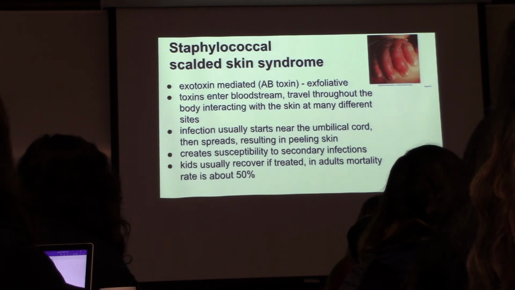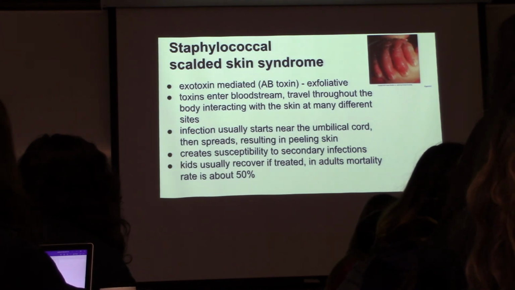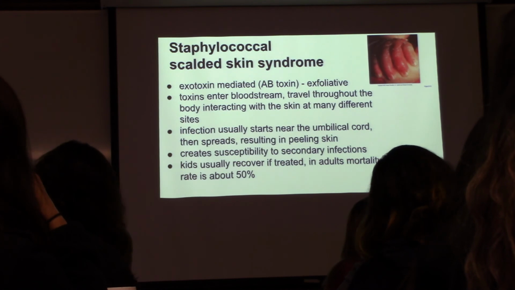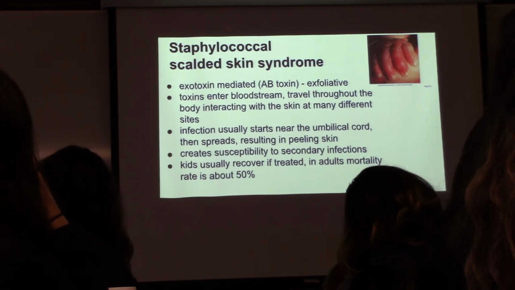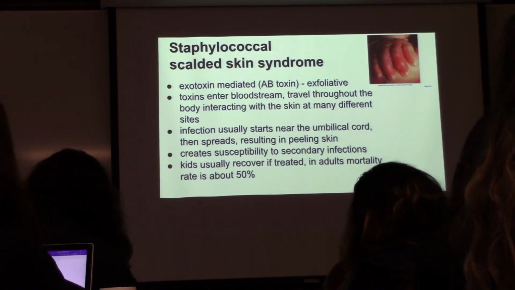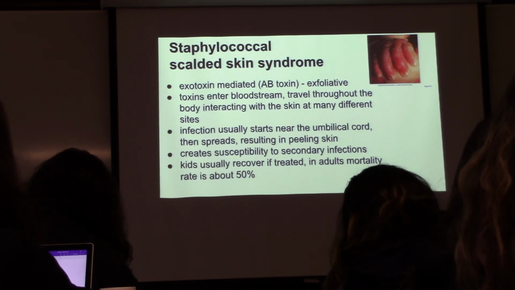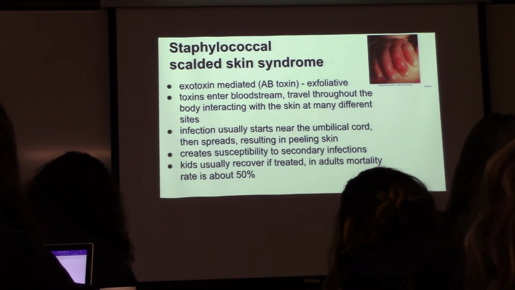We see staphylococcal scalded skin, that's a tongue twister. Staphylococcal scalded skin syndrome is commonly seen in babies. It usually starts with a little infection at the umbilical cord, and then it will spread. The bacteria can get into the blood, or the toxins from the bacteria can get into the blood. It's called an exfoliative toxin. So not all Staph has this toxin, but some does. Some strains of Staph have it.